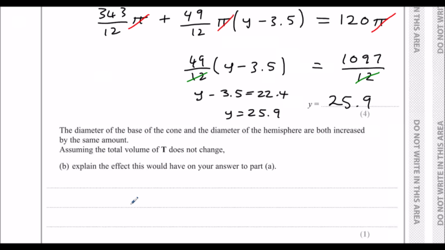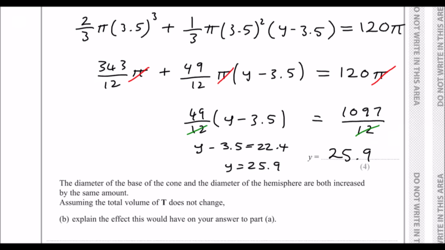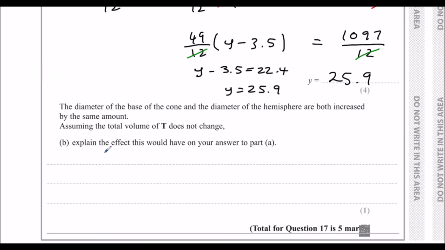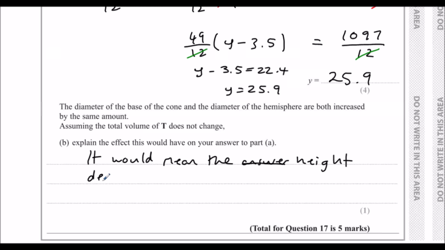The diameter of the base of the cone and the diameter of the hemisphere are both increased by the same amount. Assuming the volume does not change, explain the effect this would have on your answer to part A. So if we increase the base, if we made this wider, made the sphere bigger, the height would have to be smaller to have the same volume. So if the radius is bigger, the height would have to be smaller to keep the volume the same. So it would mean the answer, or the height, decreases, gets smaller.